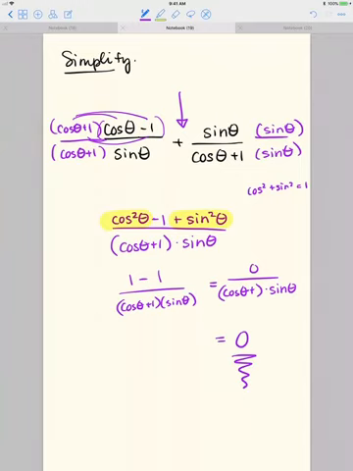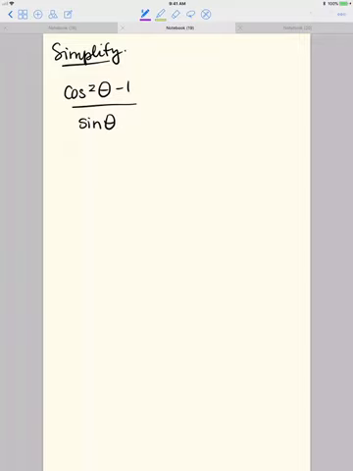So that one kind of cleaned up and canceled out completely. All right, next one, cosine squared minus 1 over sine squared. So looking through your trig identity sheet, there are several things that involve cosine squared.